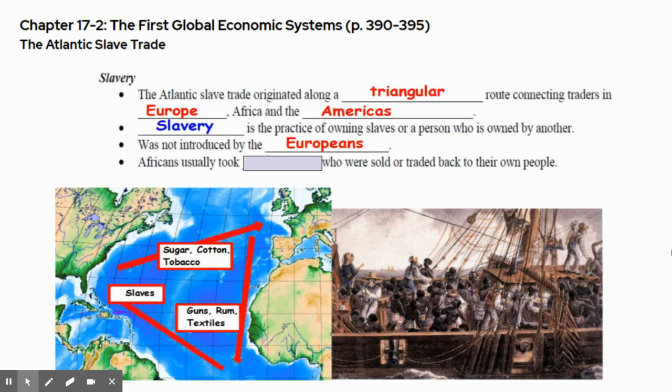A lot of times, they would be basically taken as a prisoner, and then over time, they could be bartered, sold back and forth, traded amongst people, maybe even getting back to their own tribe at some point in time.